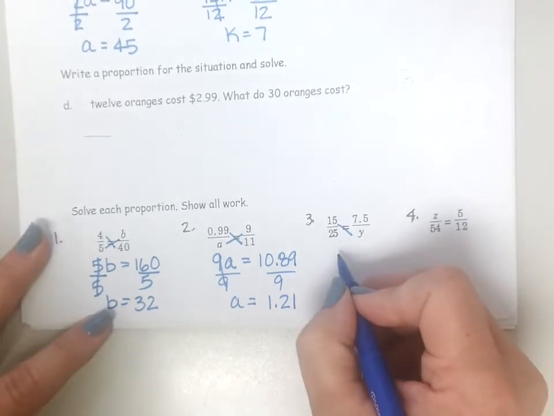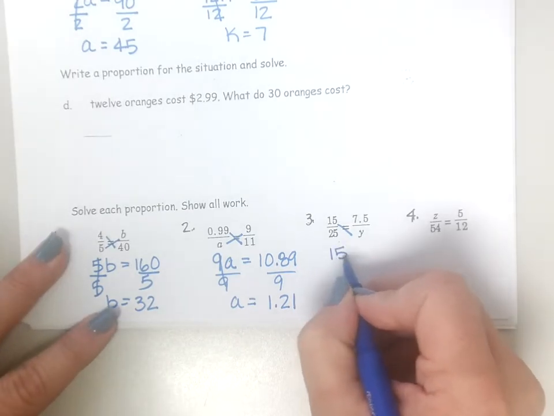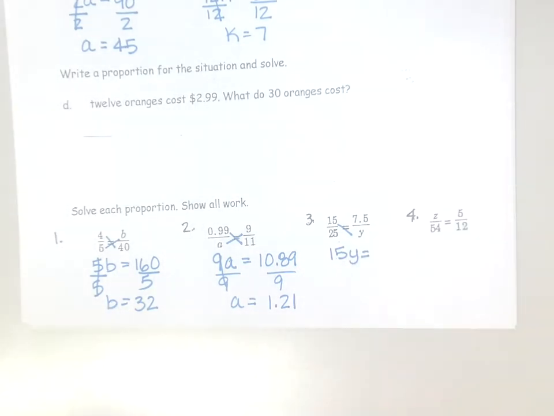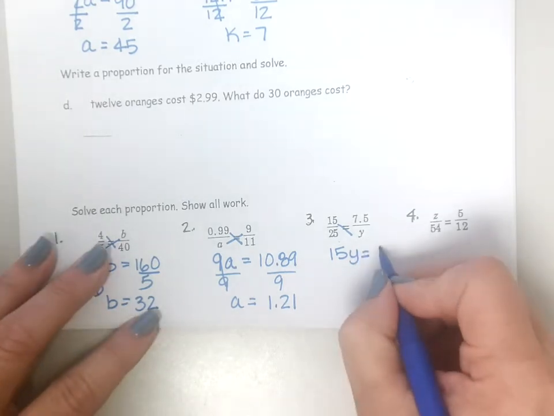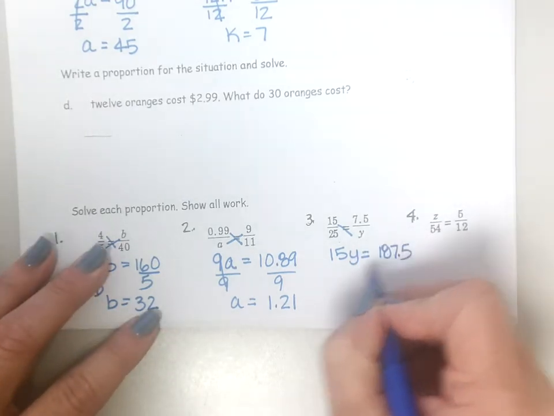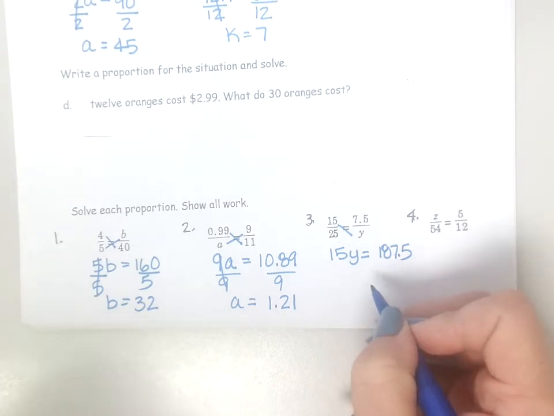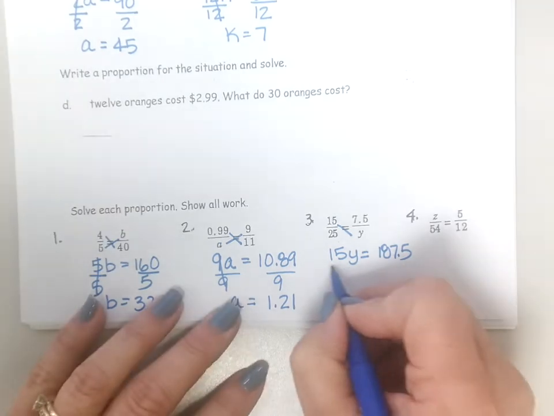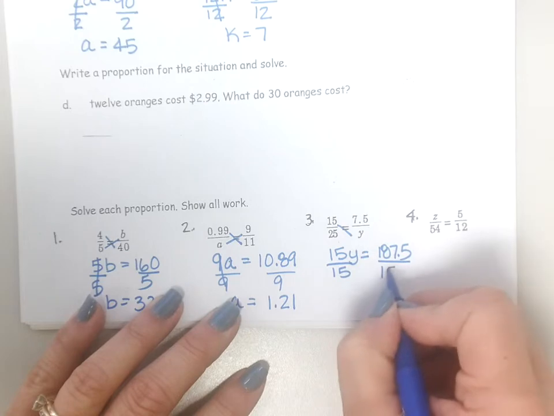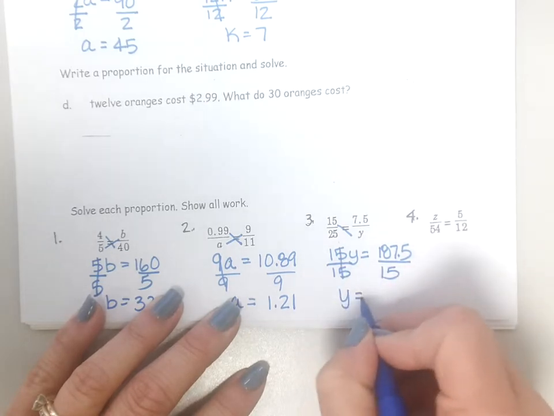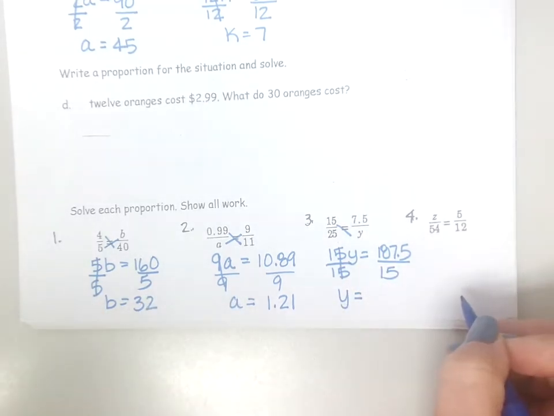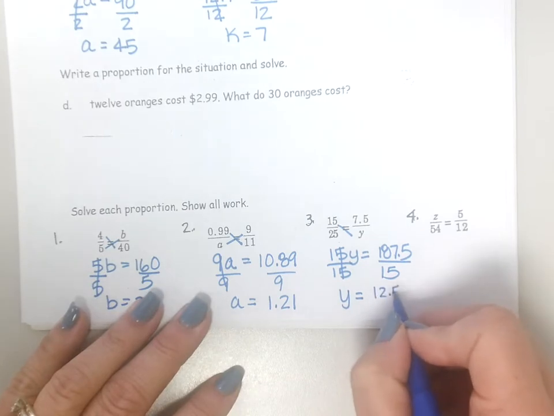All right, so to check, 15y. Then we're going to do 25 times 7.5 and get 187.5. We will divide both sides by 15. 187.5 divided by 15 is 12.5.